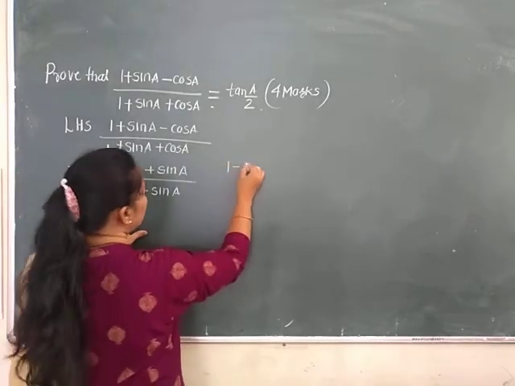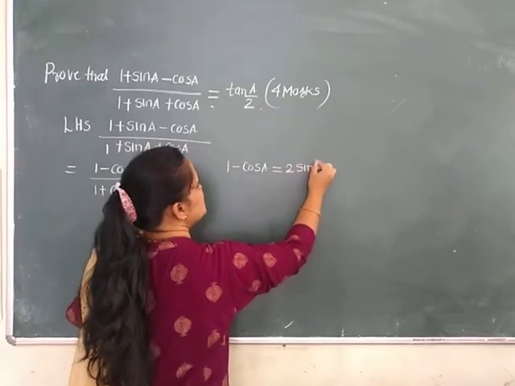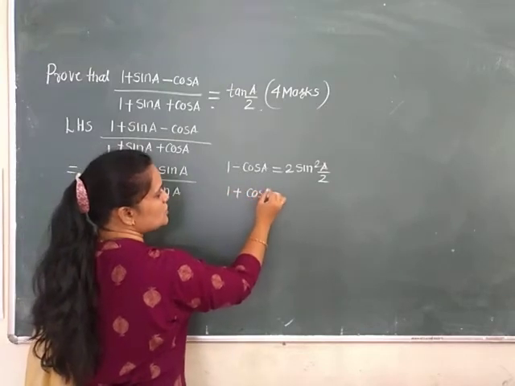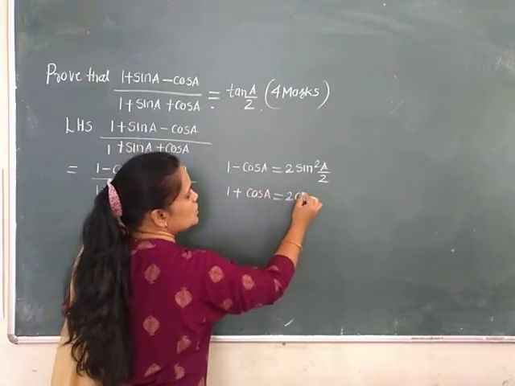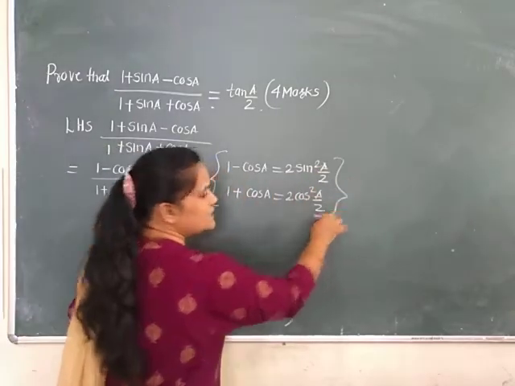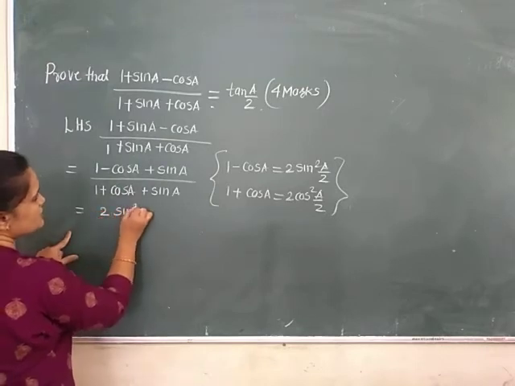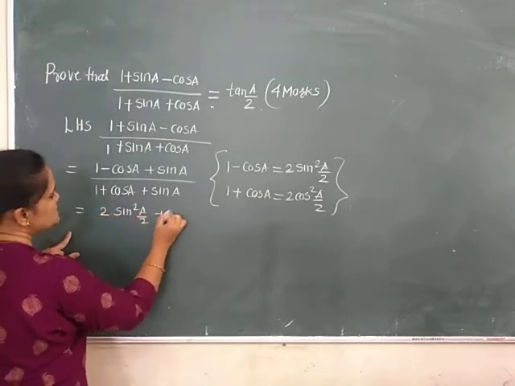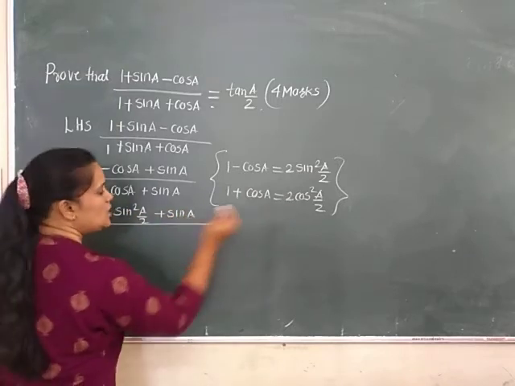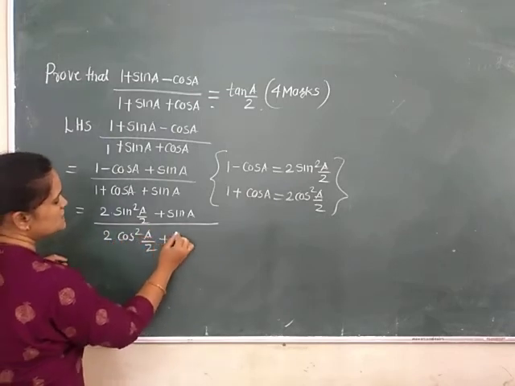Now I will write the formula for 1 minus cos A, it is equal to 2 times sin square A by 2, and the formula for 1 plus cos A is 2 times cos square A by 2. So these two formulas we can write here. So it becomes 2 times sin square A by 2 plus sin A divided by, for this I will write, 2 times cos square A by 2 plus sin A.